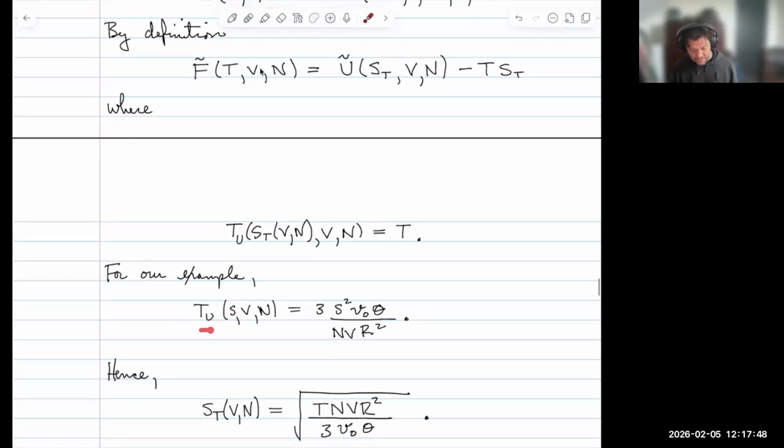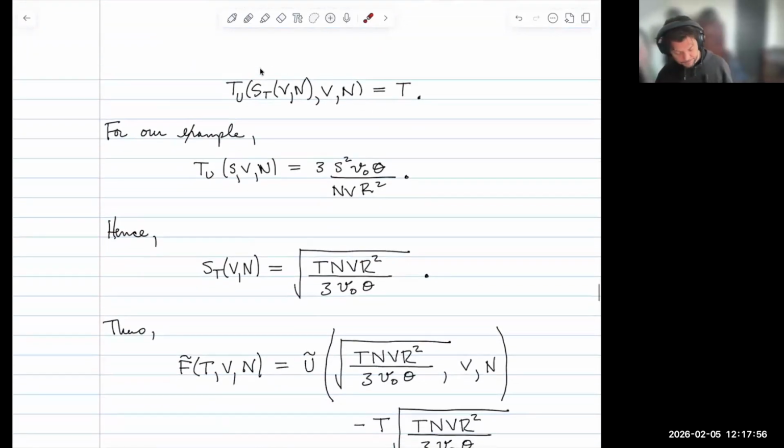So here's our temperature function. Now we're going to set this equal to a specific temperature. Of course, the temperature has to be a positive number. So if I set this equal to T, we're going to set this equal to a specific value of T.